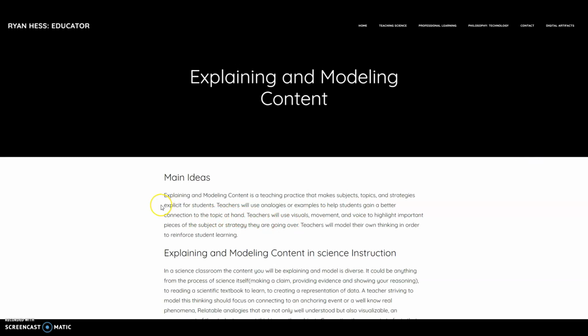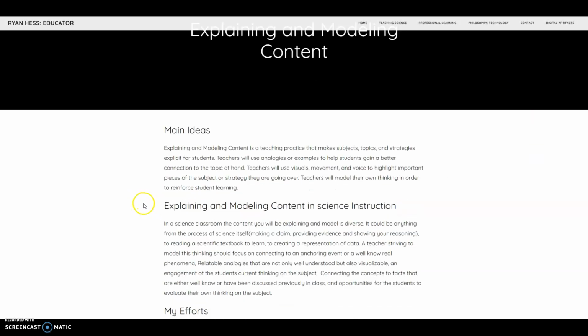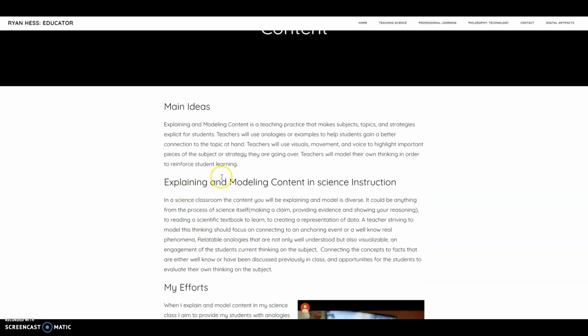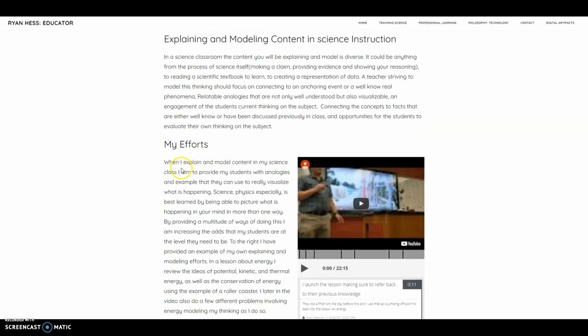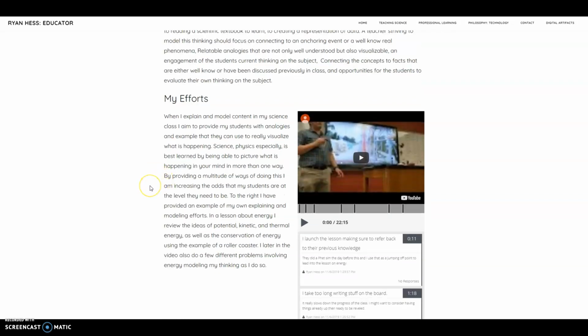I'd like to start with explaining and modeling content. So explaining and modeling content is a teaching practice that makes subjects, topics, and strategies explicit for students. So for instance, I have an example down here where I model and explain energy using the example of a roller coaster.